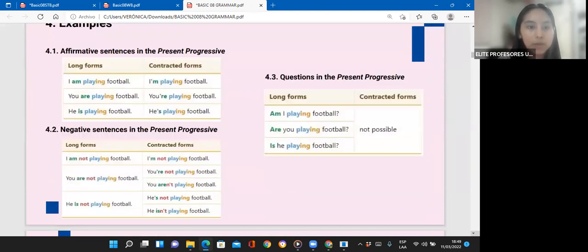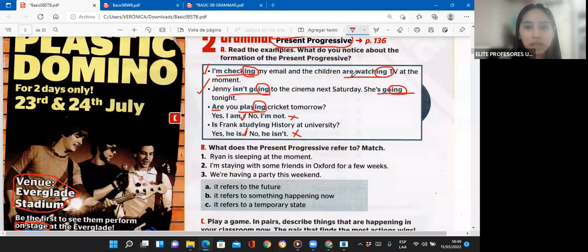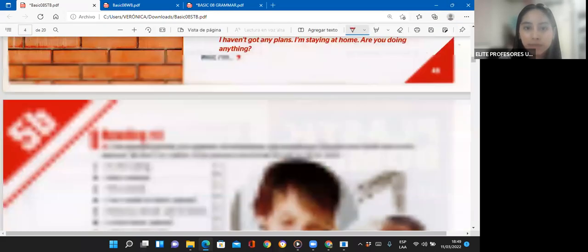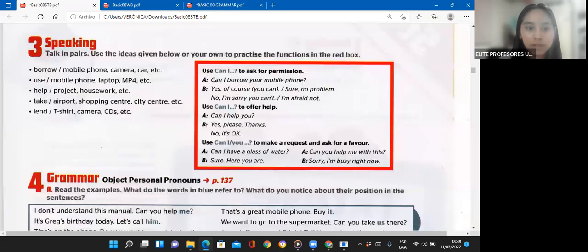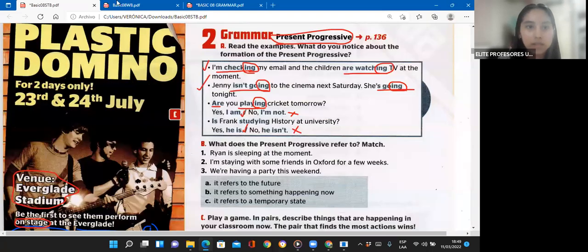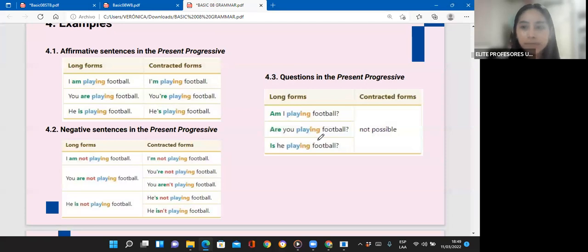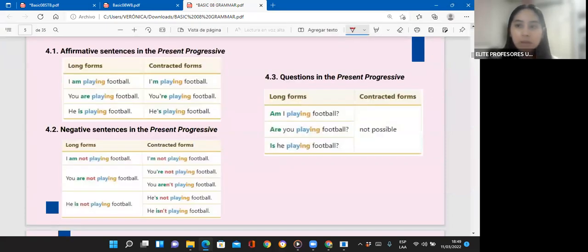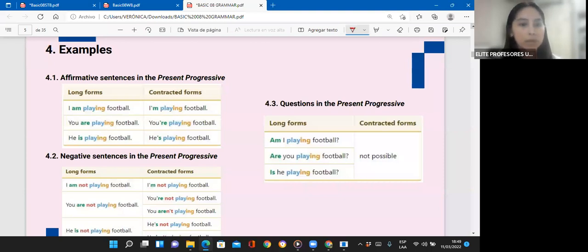We have examples. Okay, I think we have to check the whole thing. Okay, we're going to finish with this. We have examples. We have affirmative sentences, we have negative sentences, and also questions. Okay, first let's check the affirmative. In long forms, okay, long forms.